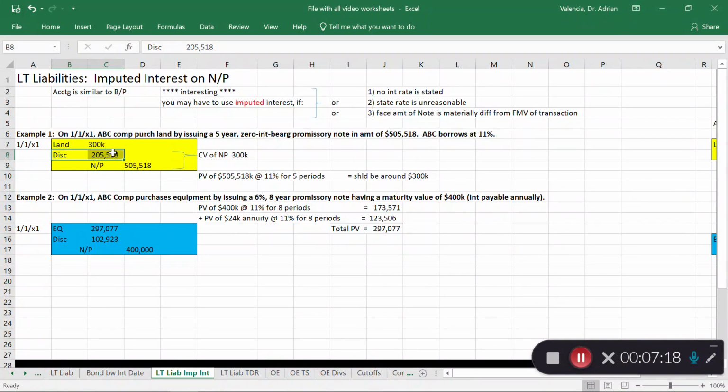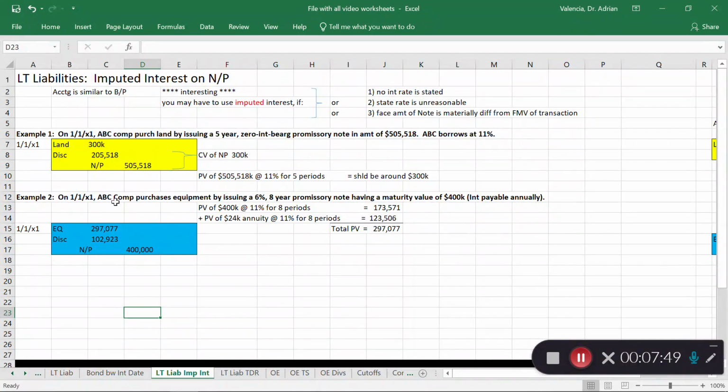Now, why do I find this interesting? Because in the actual transaction, we're saying there's zero interest. That's what the deal is. But in reality, we need to impute that interest, whether it's stated or not. And by the way, to figure out what the worth of the exchange is, I get all the future cash flows and do a present value calculation, and that's what gives me the value of the exchange.